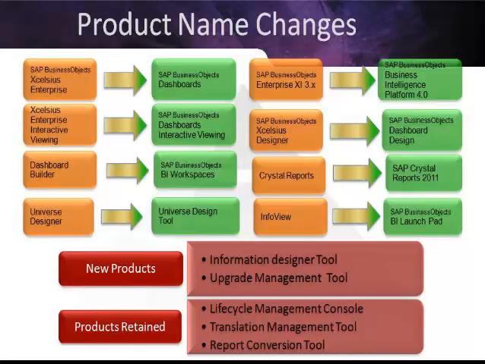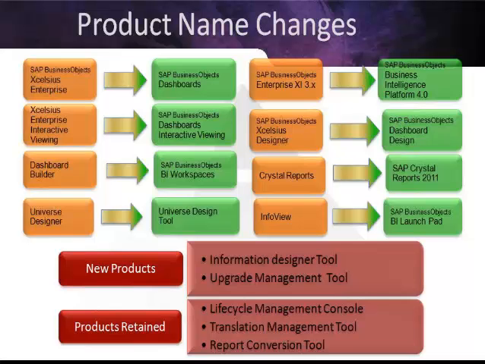There are also some new products in the BI 4.0 suite. The primary one being the Information Design Tool. The Information Design Tool allows users to build the semantic layer in a different format than the legacy format used by the Universe Design Tool. And so we'll be talking a little bit later about how both of these semantic layer tools are part of the BI suite. There's also a tool known as the Upgrade Management Tool. The Upgrade Management Tool is a brand new tool, and it replaces the Import Wizard, which is no longer part of the suite.